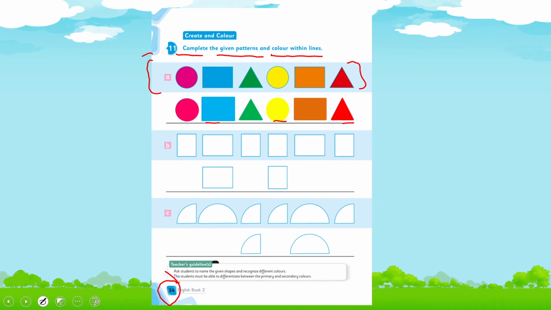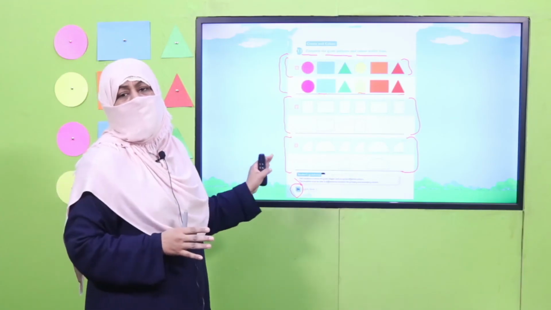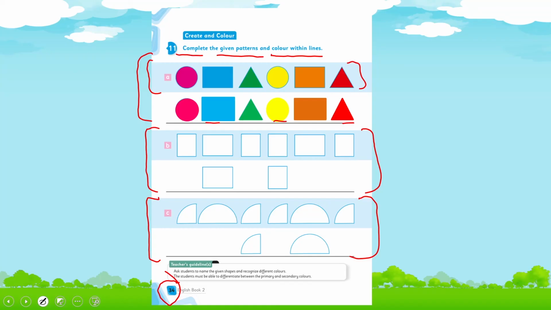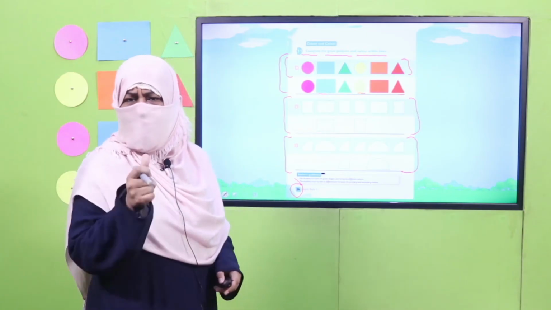So this is the pattern. Okay, likewise here you will first draw the shapes and then make a color pattern of your own. Again here, first draw the missing shapes and color within lines very nicely and complete the pattern. So pause the video and complete this page. Yes, my dear children, are you done with it?